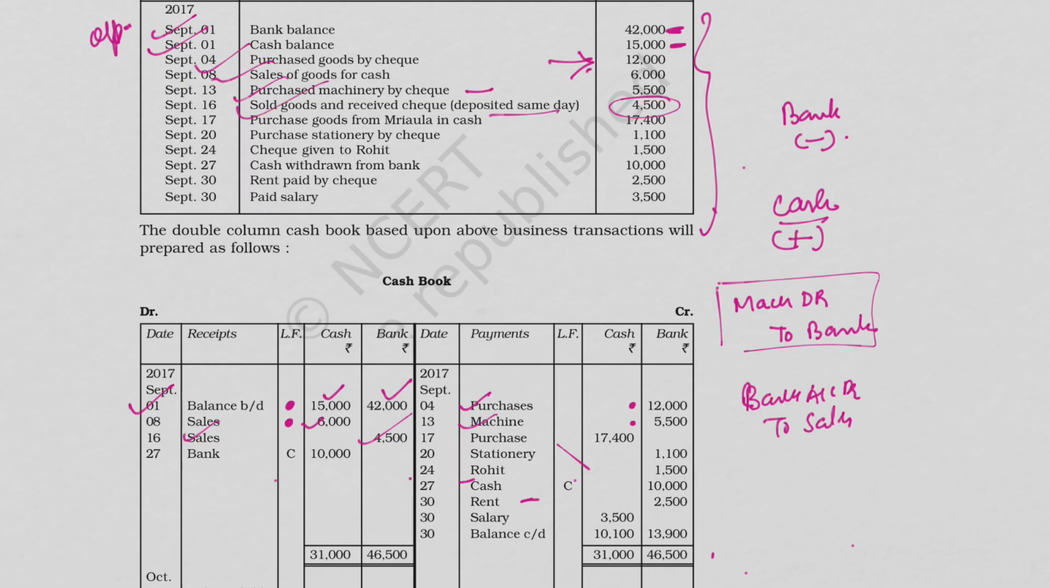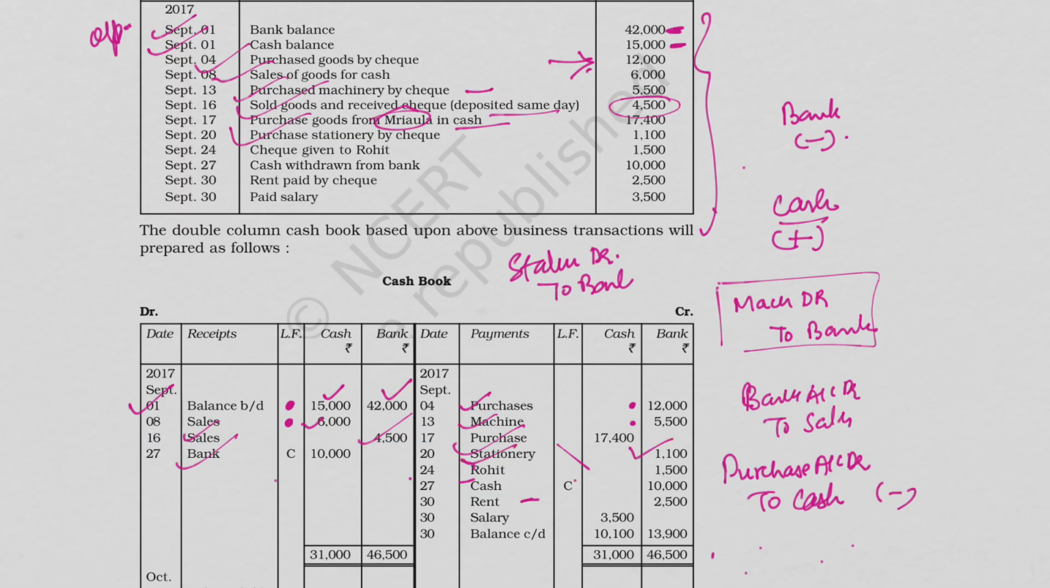Purchase goods from Riola in cash. So we are purchasing the goods for cash, 70,400. The entry is purchase account debit to cash. Cash is decreasing, so it is credited. So we have written it here on the credit side. Purchase stationery by check. Bank balance is reducing. Stationery is an expense. Debit all expenses. So we have written it here on the credit side.